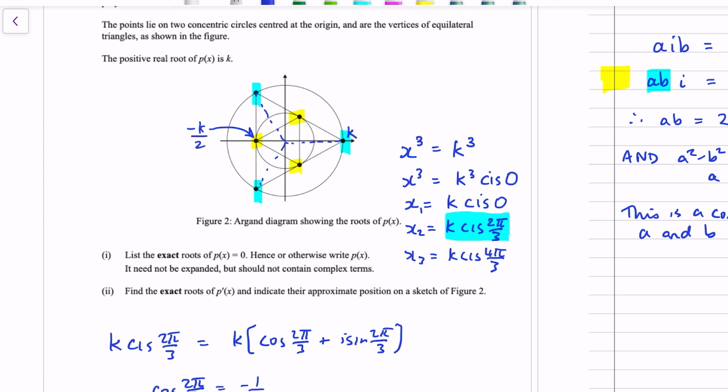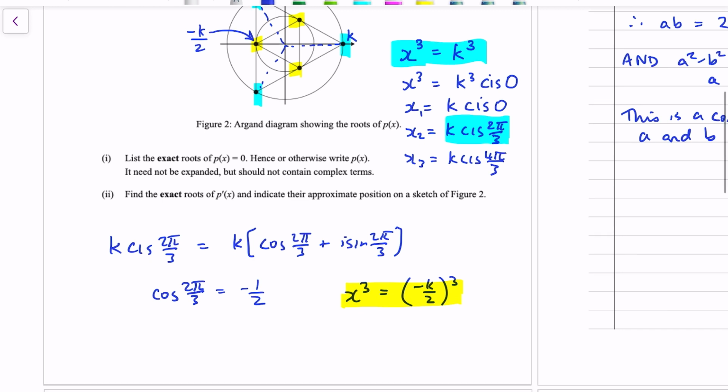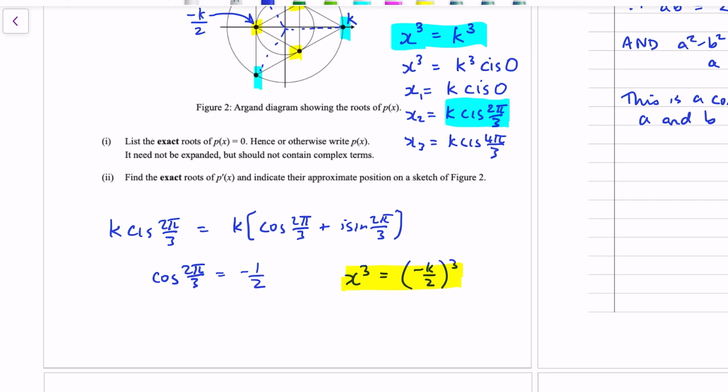And then we just think about what equation would solve to give that as a solution and the other two. So the blue is x cubed equals k cubed. The yellow ones are going to be x cubed equals minus k over 2, all cubed. Clearly the real solution to that equation is minus k over 2. The other two solutions will come using de Moivre's theorem. So we can tidy up that cubic if you want to, but what would the power of 6 equation look like?